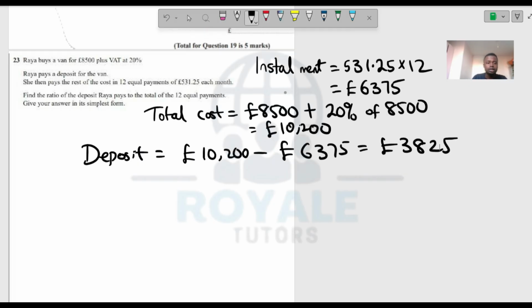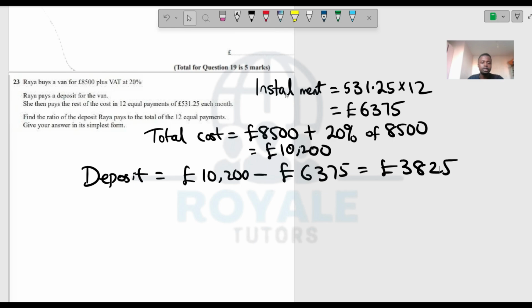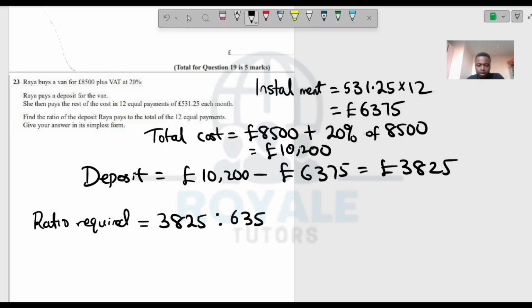The ratio says that you should find the ratio of the deposit. So ratio required will be the ratio of the deposit to that of the installment pay, 6,375. So if you look at this and you do the division, just try and see what are the numbers that can divide both of them. So what can divide 3,825 and can also divide 6,375.